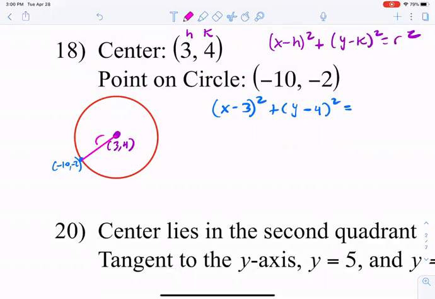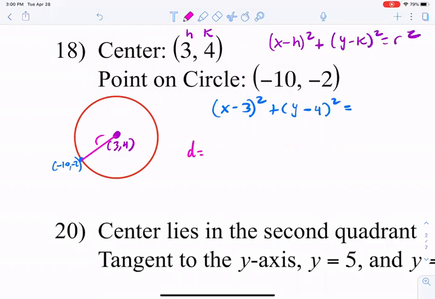So how can you find the radius? Well, the radius is the distance between these two points. Either you can use the distance formula, or you can use the Pythagorean theorem. And you may say, how can you use the Pythagorean theorem? This is not a right triangle. Yeah, it is not, but there are ways to figure it out. So I'm going to use the most simple way, which is the distance formula.